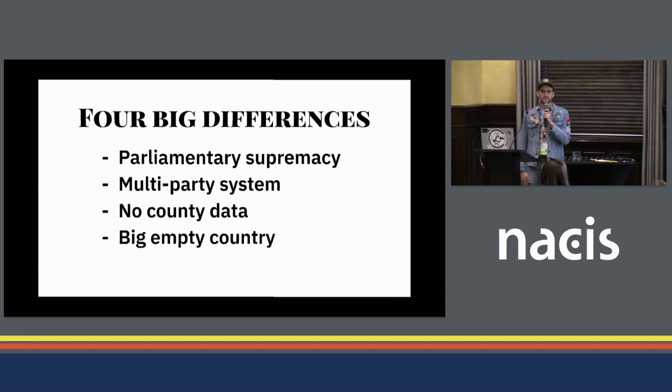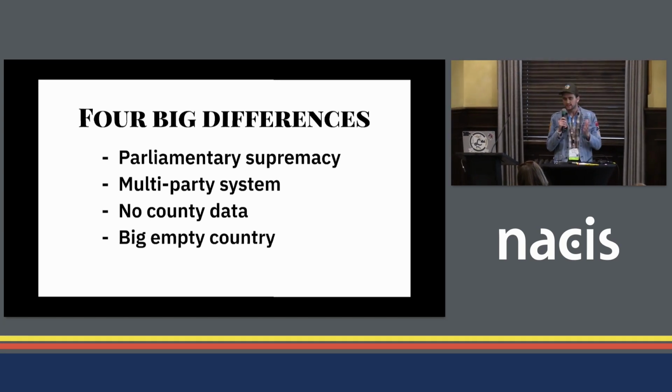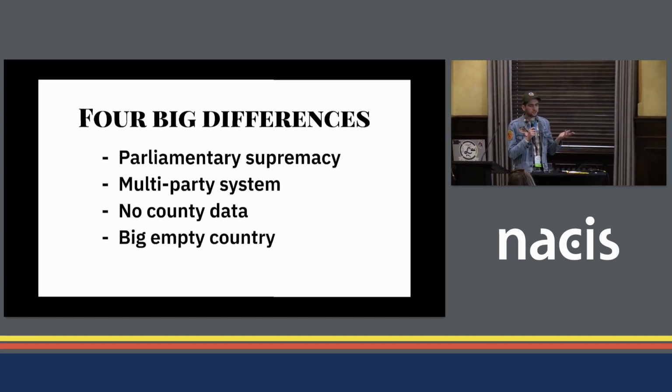So the four differences I'd like to run through are, I'd like to explain what the parliamentary system of government actually is. I'll have some brief notes about our multi-party system. I'll explain how our data is reported because it's not by county. And I'll talk a little about the issues of making maps in a huge empty country, huger and emptier than even the United States is.